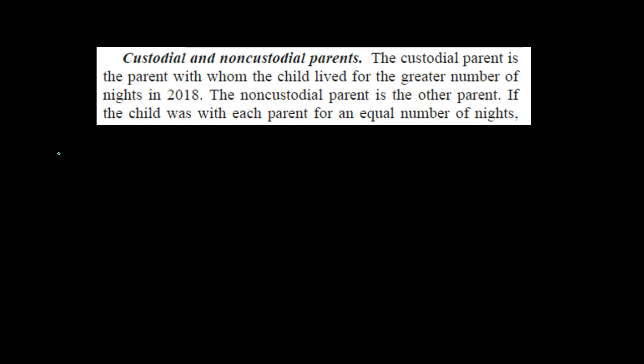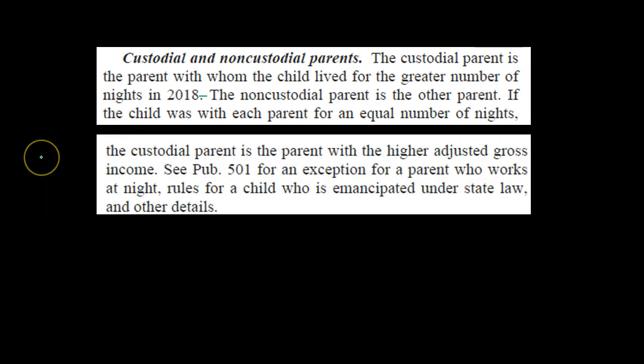Back to the text. Custodial and non-custodial parents. The custodial parent is the parent with whom the child lived for the greater number of nights in 2018. Notice how they're defining it there. Again, a lot of divorce agreements might cut that 50-50. The non-custodial parent is the other parent. If the child was with each parent for an equal number of nights, the custodial parent is the parent with the higher adjusted gross income.